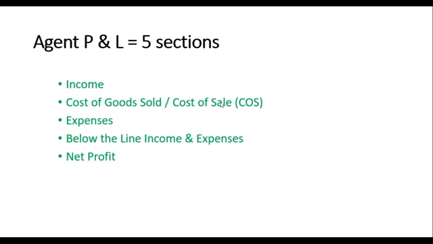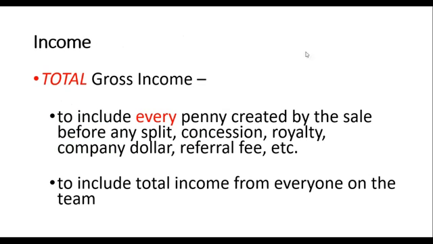So the important thing to remember on the income is that this is the total amount of income, total GCI for the entire team. This is every dime that a closing of a buy or a sale has created before there's any split, any cap, any royalty, any referral fee, office fee, etc. So this is 100% of the GCI.